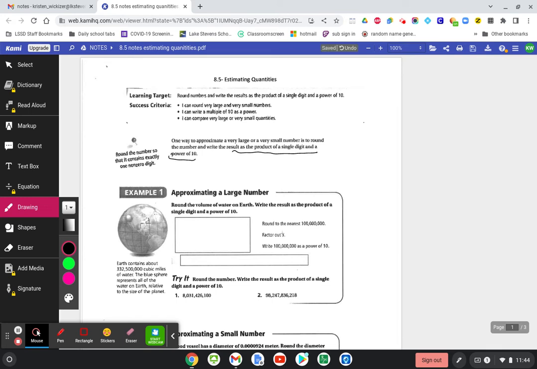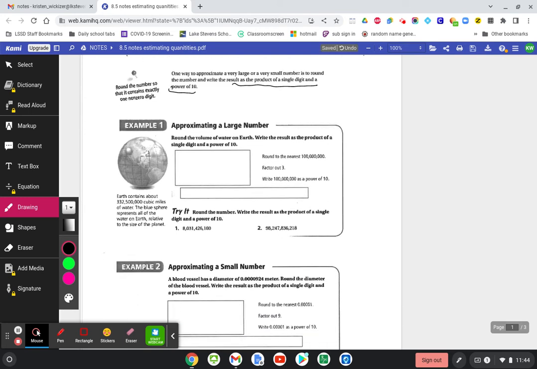So let's jump right into our first example. It says to round the volume of water on Earth and write the result as a product of a single digit and a power of 10. So it gives us the number down here. We got 332,500,000. So what we're going to do is we want to round to the first place.